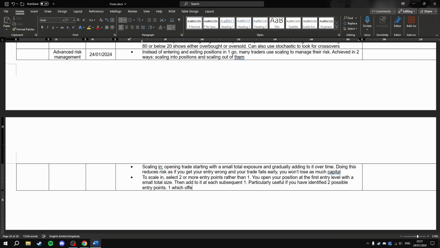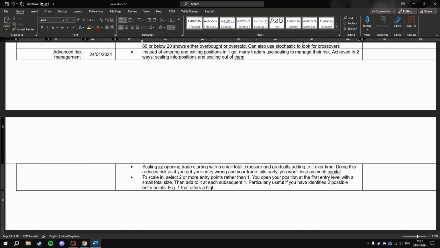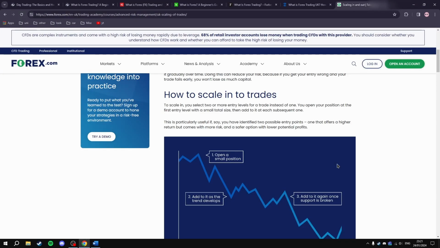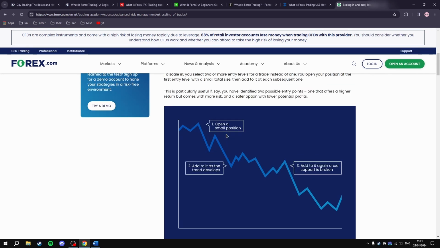One that offers a high return but comes with more risk, and one a safer option with lower potential profits. So in here, open a small position, add to it as the trend develops, and add to it again once support is broken. So that's the first position, that's the second position.